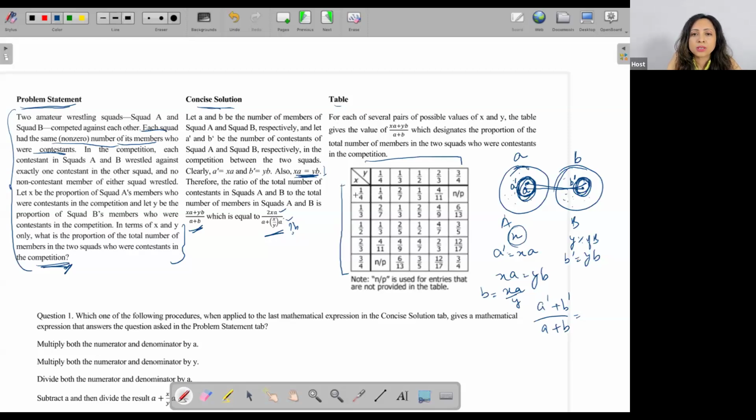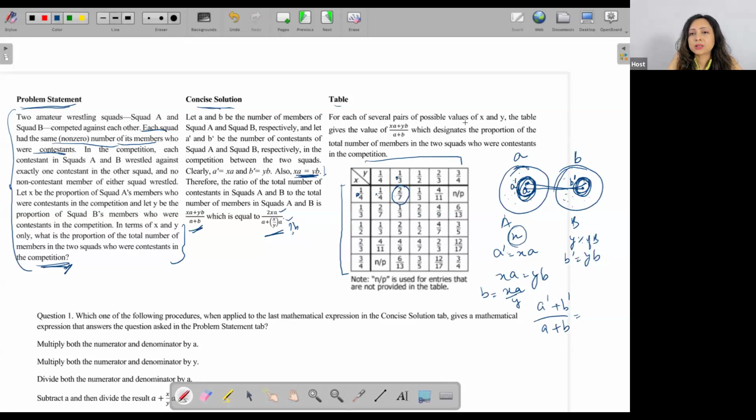So, one is that X is 1 by 4 and Y is 1 by 4, X is 1 by 4, Y is 1 by 3, etc. Right? They have given us, for corresponding X and Y, some values. For example, when X is 1 by 4 and Y is 1 by 3, they have given us 2 by 7. Let's see what that is.